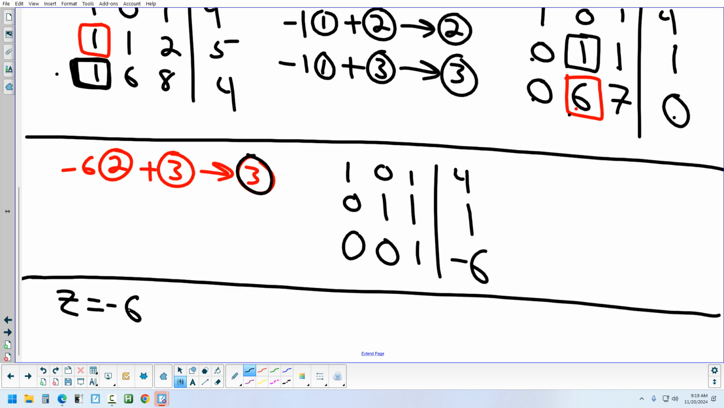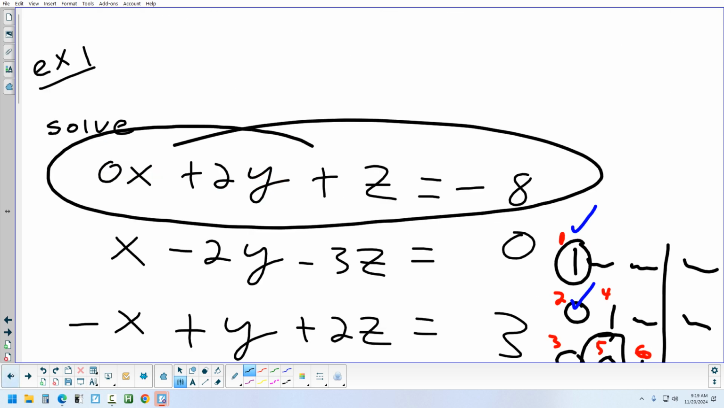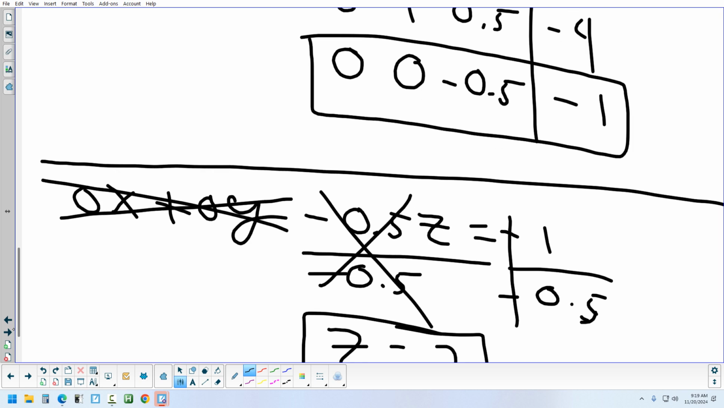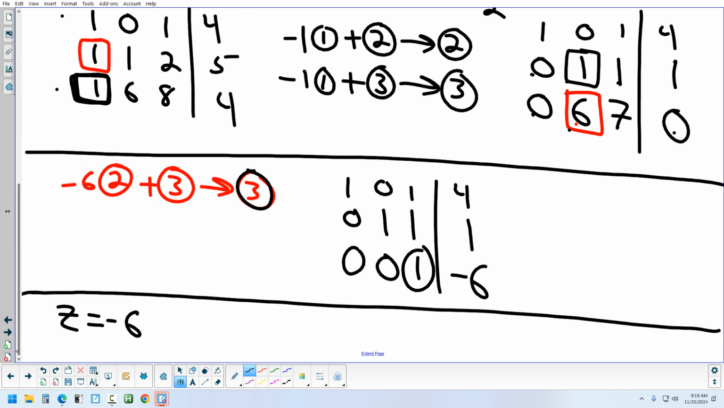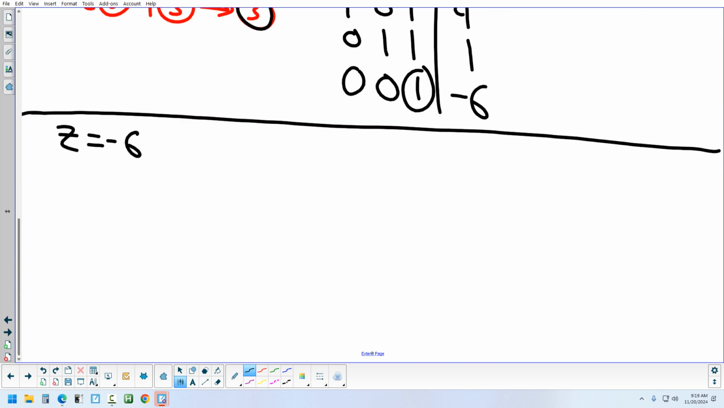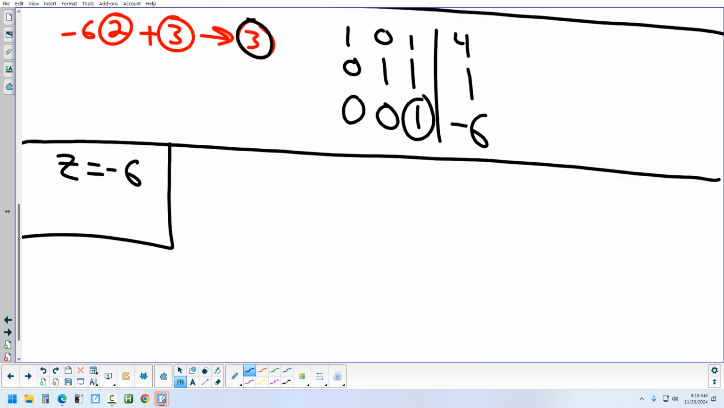Now, sometimes this number is not a 1. In the last problem we did, it was a -0.5. So when we got to this step, we had to divide each side by that number. This time we don't. Okay, all right, so we got z equals -6. There's our first one.